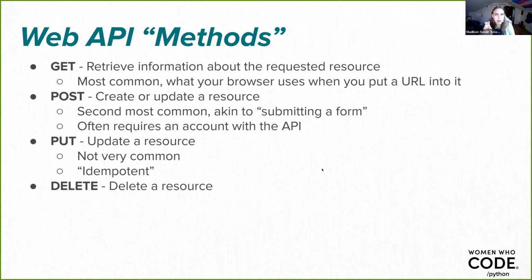PUT is also considered idempotent, which just means that if you submit the same PUT request multiple times, it's not going to do the same thing multiple times. So for instance, if you say, Jerry at table 24 ordered a burger, and you say that 4 times, then the kitchen's only going to cook 1 burger there. They're not going to cook 4. And then lastly, DELETE. DELETE's pretty straightforward. You just are asking the API to delete a specific resource.